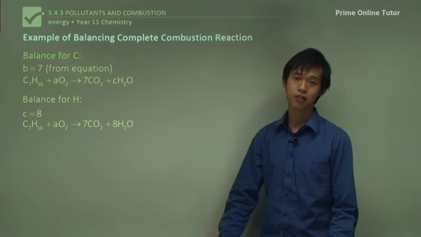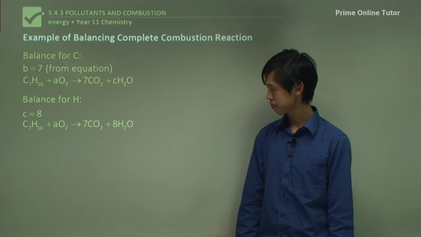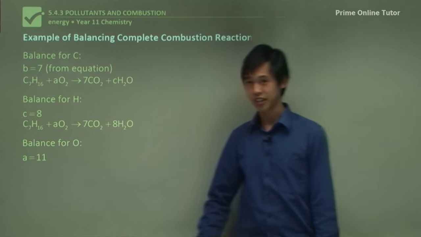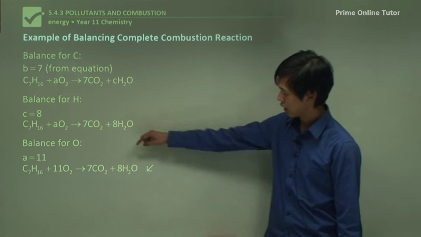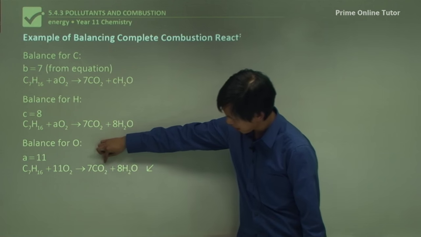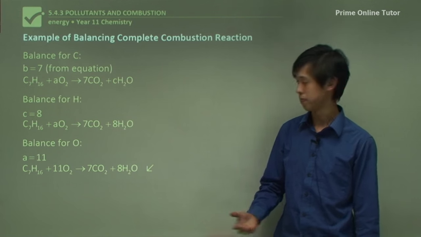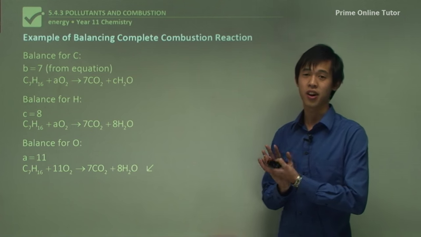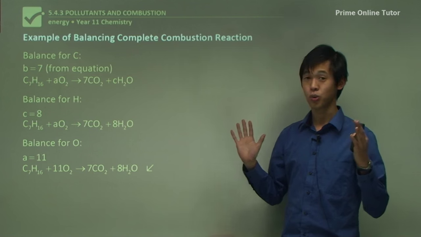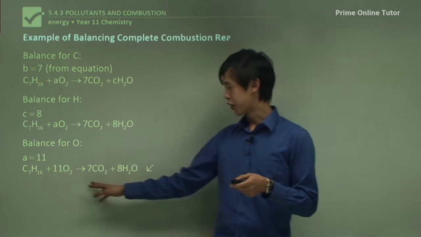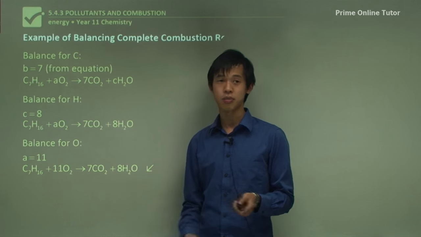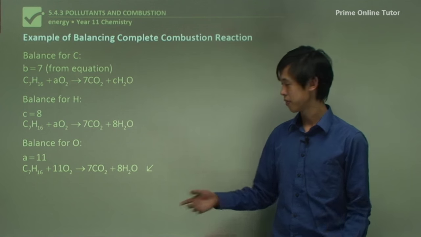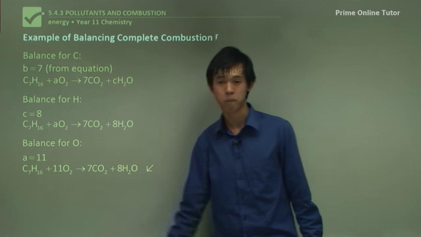And then finally, we balance for oxygen. So A equals 11 in this case, and I'll show you why. Because you count these two. So 7 times 2 is 14. And 8 times 1 is 8. And when you add them together, on the right-hand side, you've got 22. Now you've got an O2 on this side. So how many times does 2 go into 22? It goes 11 times. And so 11 fits there.